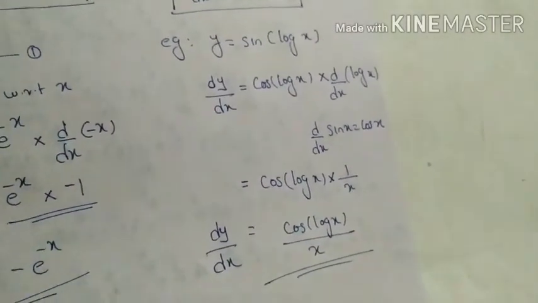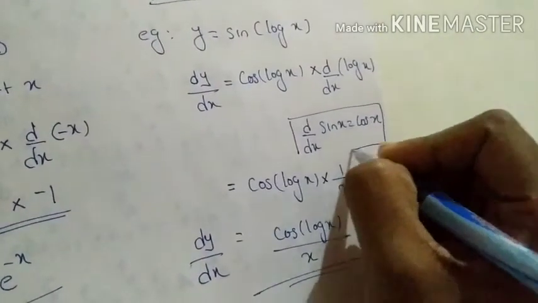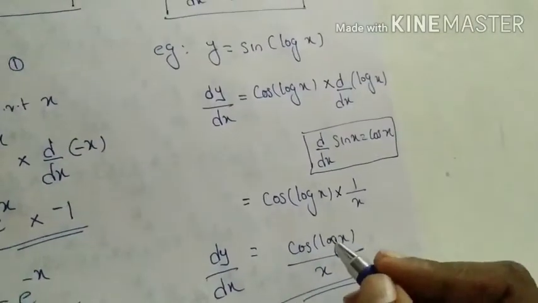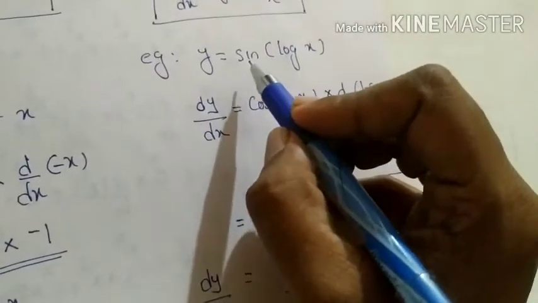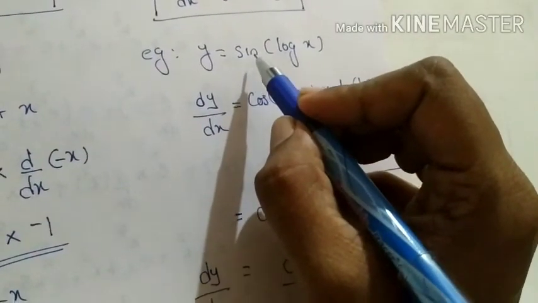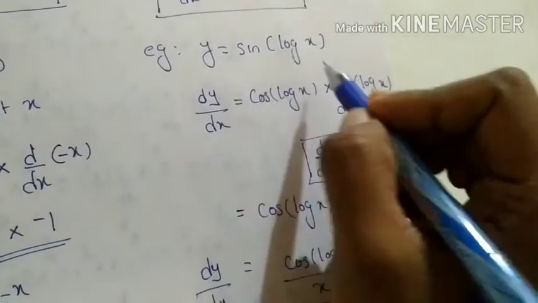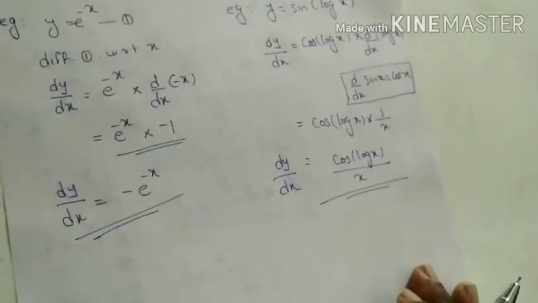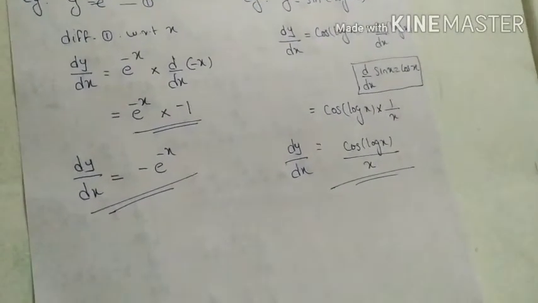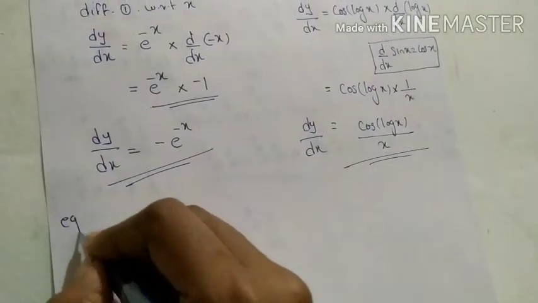Okay. So here I am using chain rule because this question consists of two functions. First one is sin x and second one is log x. Okay. So let's move to another example.